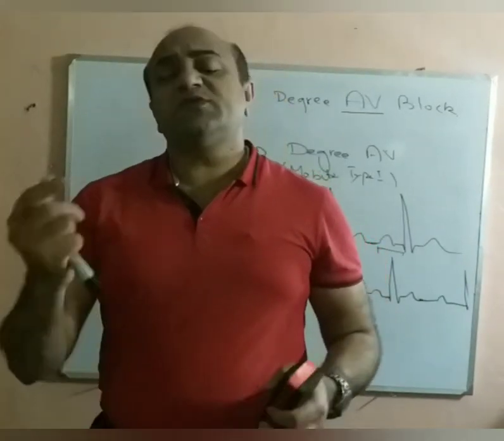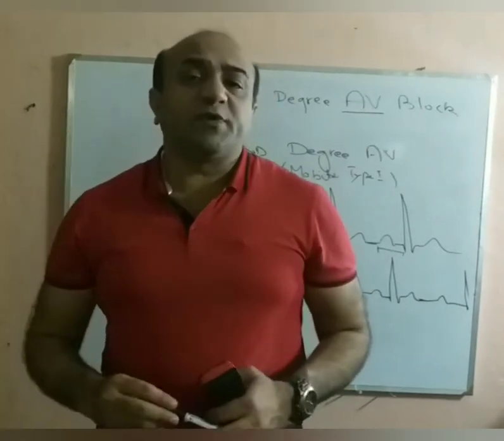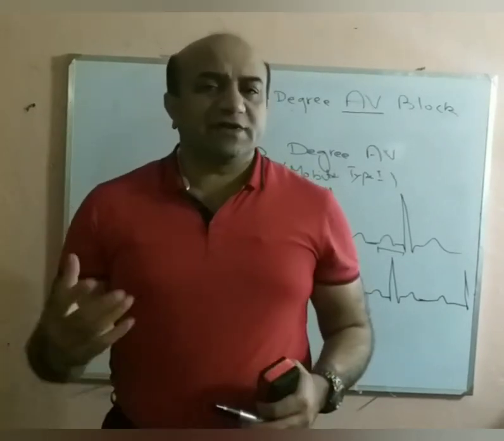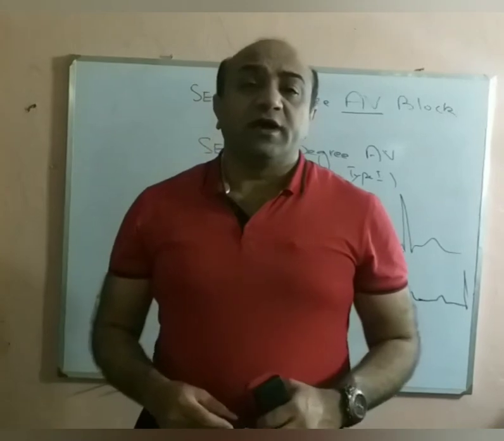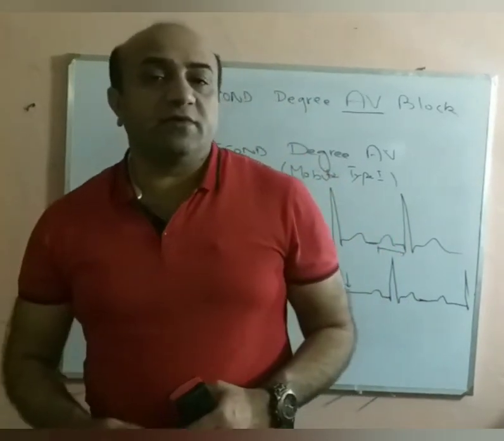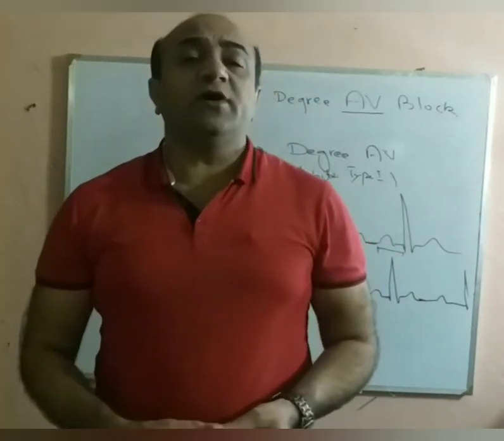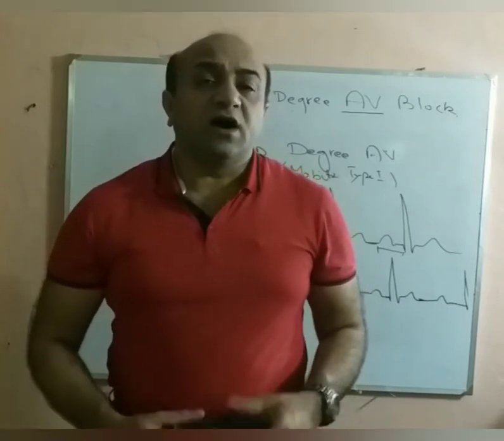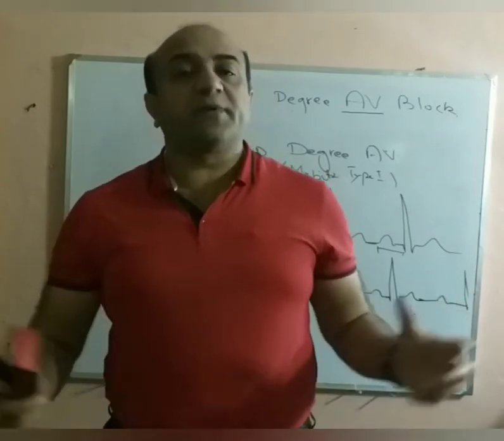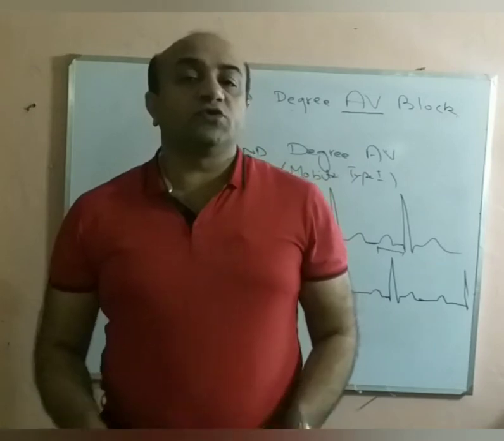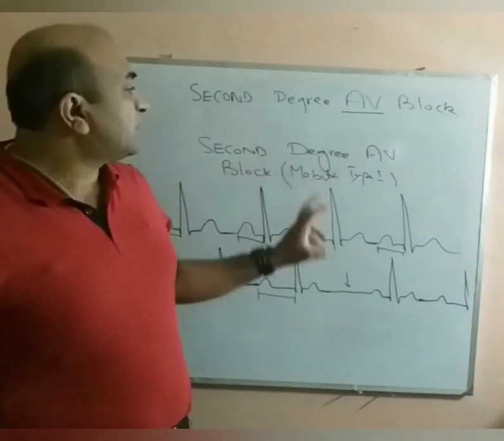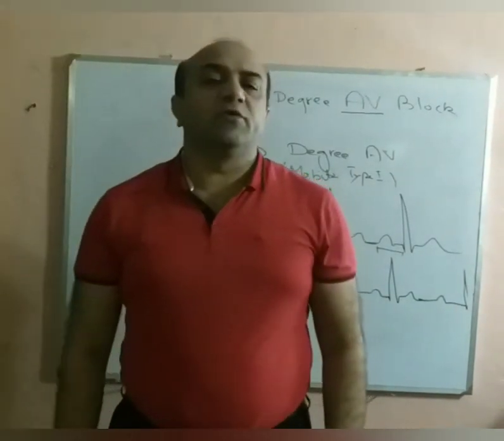This was described in 1906 by Mr. Wenckebach, who was a cardiologist of that time, and this phenomenon was named after him as the Wenckebach phenomenon. But Mr. Mobitz also described this phenomenon separately in 1924. So this is also known as Mobitz type 1 second degree AV block.